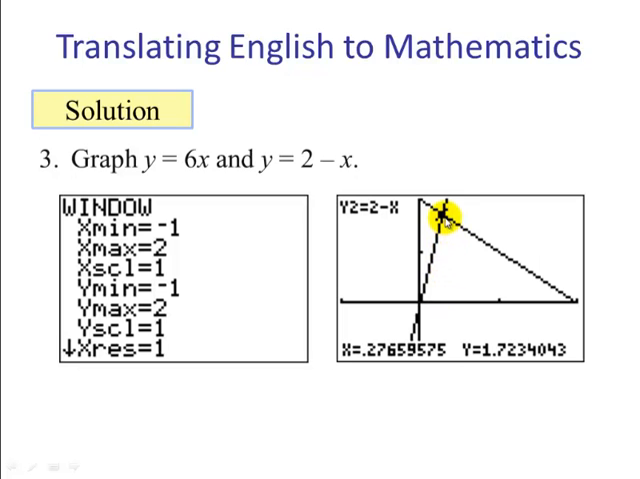And we see if we hit the trace button that x is approximately equal to 0.28. And again, this is just an approximation from the graph, but that does agree with our algebraic solution of x equals 2/7.